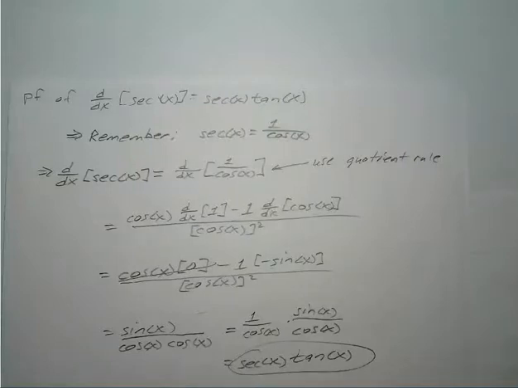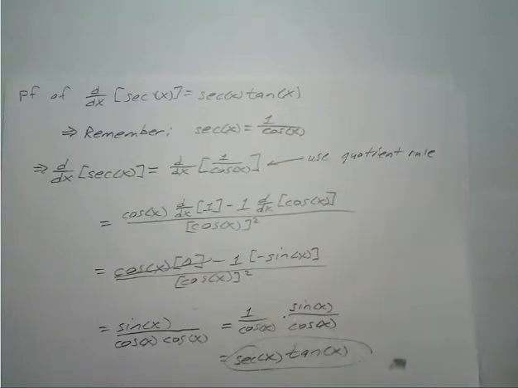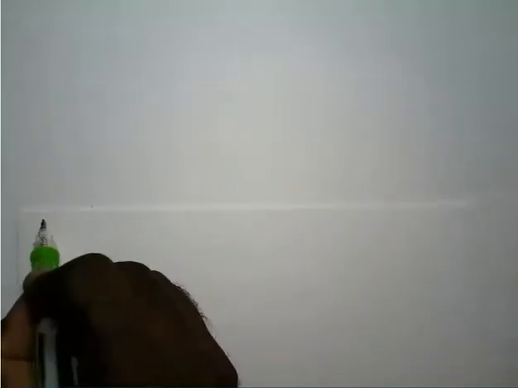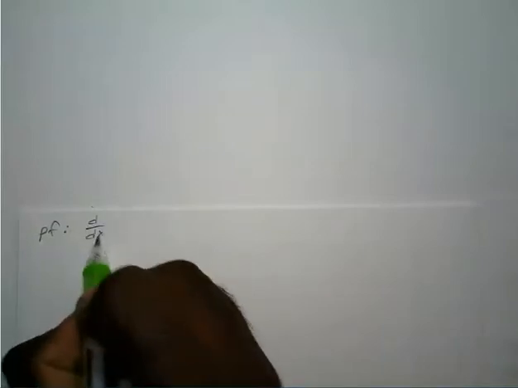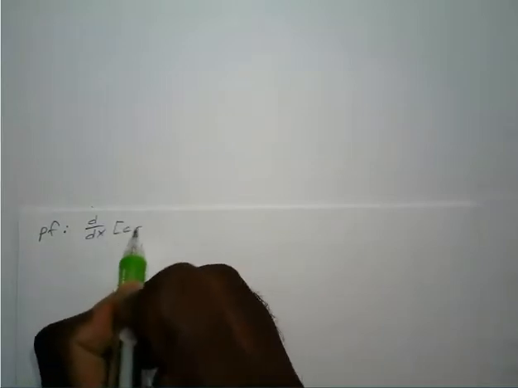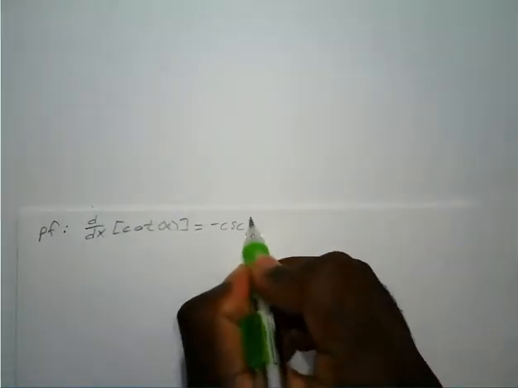Alright, so now we're going to prove our cotangent. We already did tangent. So if you are still writing, feel free to press pause. We're going to go ahead and start on the next page. Okay, so now we have the proof that the derivative of cotangent is equal to negative cosecant squared.